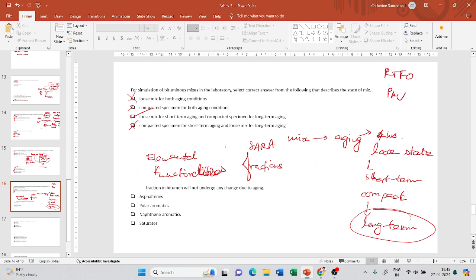So now the SARA fractions, what they were able to see is asphaltenes was the one which underwent the greatest change, the highest change during aging. These two were able to observe lesser changes, okay, and it also depended on the type of bitumen, whereas saturates did not undergo any change on aging. So the answer to this is saturates. Okay.